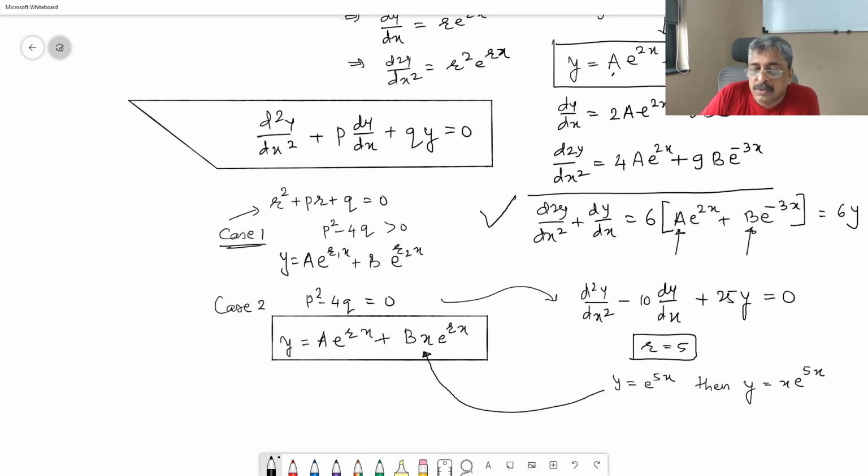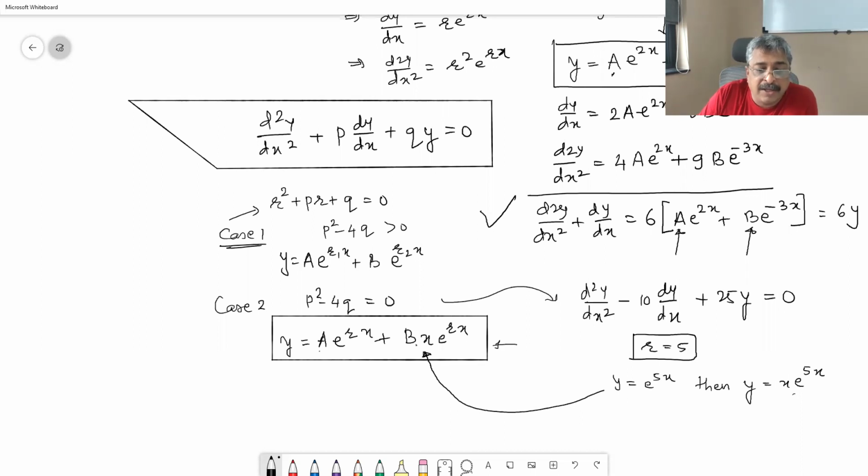You can cross check whether y is equal to e raised to 5x is a solution of this differential equation, and by putting specific values of a and b we will get that. Then y is equal to x e raised to 5x is also a solution of this differential equation. By putting suitable values of a and b we will get that specific solution. And therefore if p square minus 4q is equal to 0, you need to remember that this is the solution of the given differential equation.